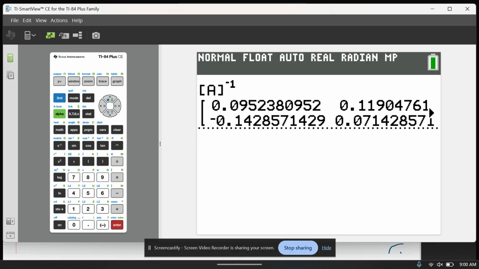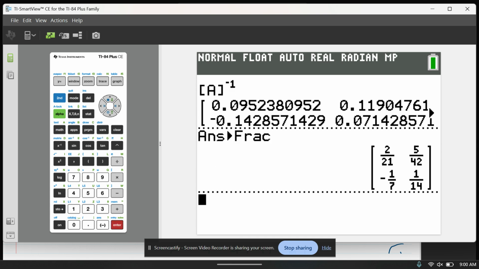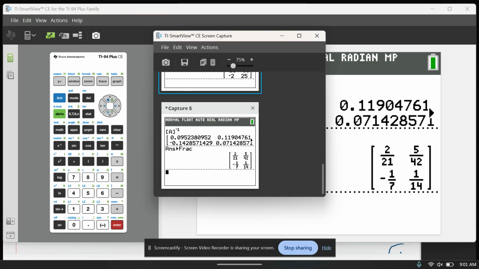Enter. I'm going to hit math, enter to change it to fractions. So I got 2 over 21, 5 over 42, negative 1/7, and 1/14. That is the inverse of that matrix.